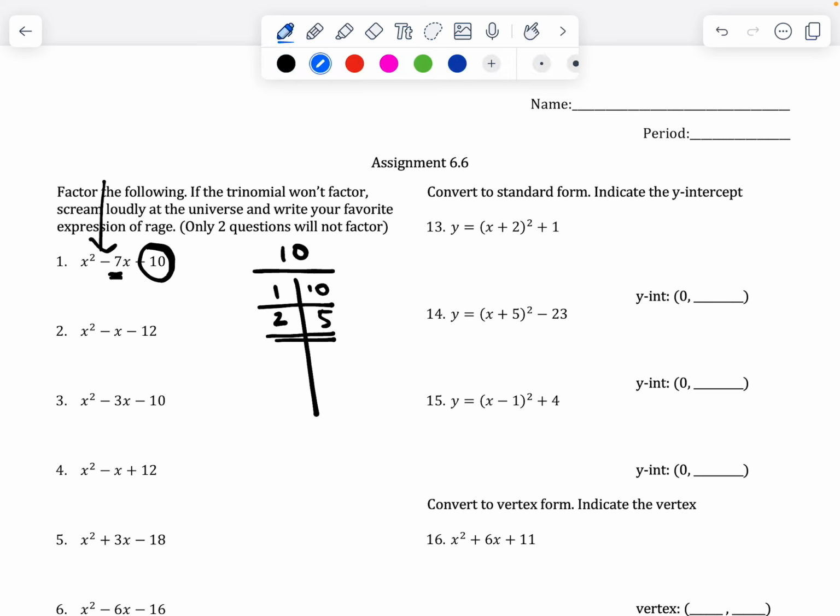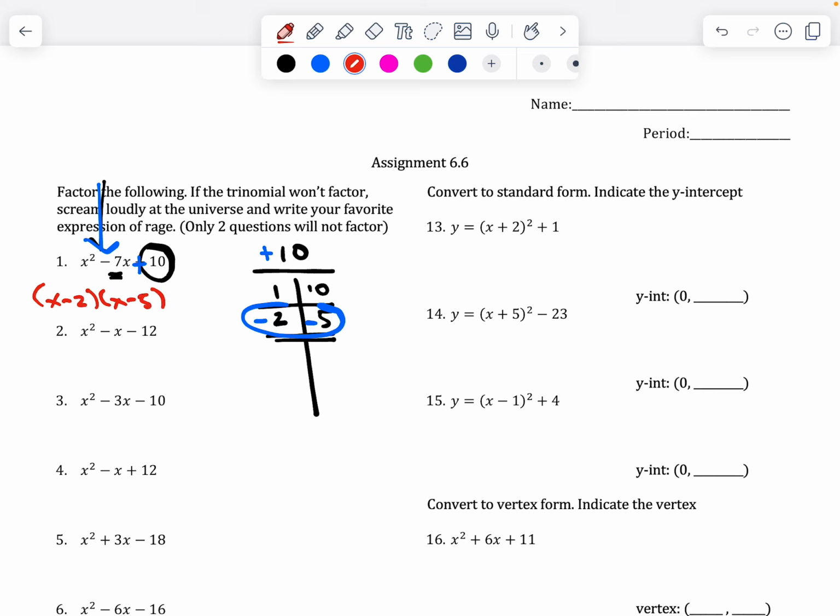Well, the trick here is that a negative times a negative is a positive. That still gives us the +10, which is what we want, but now the -2 and the -5 will give us that -7. So when we factor this now, we can write this as x minus 2, x minus 5.